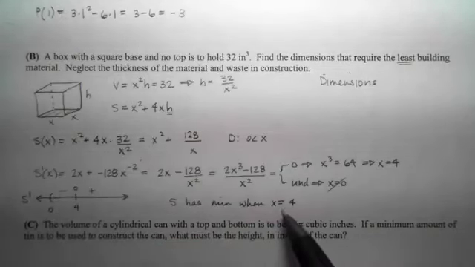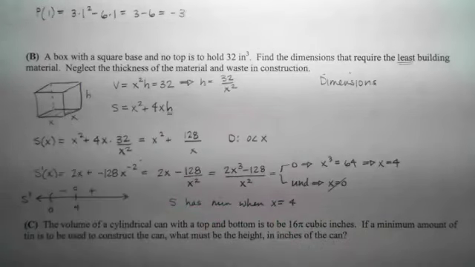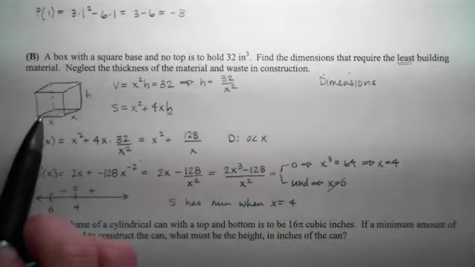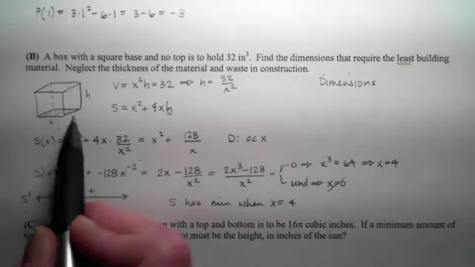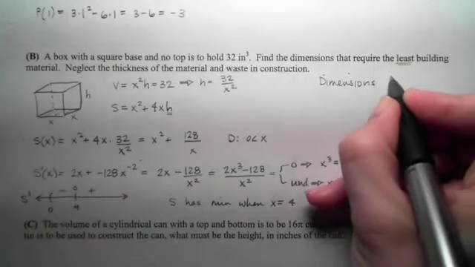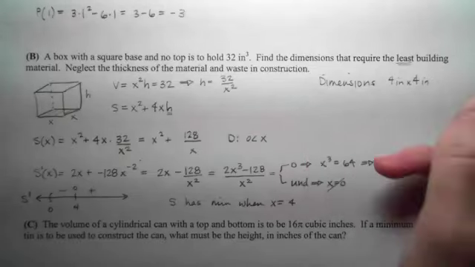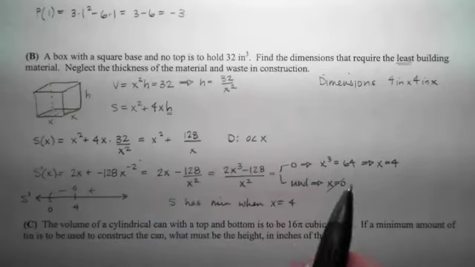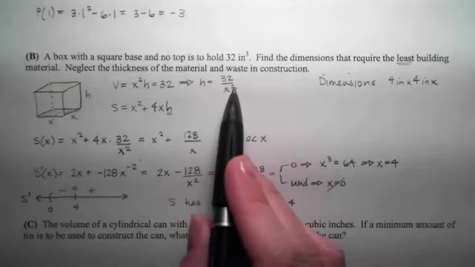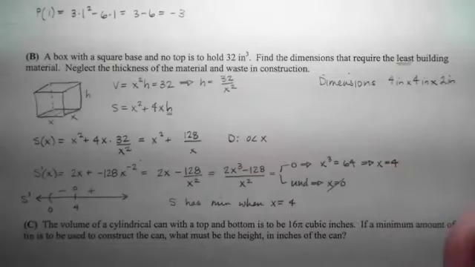Now, because we have found the location of the minimum, now we need to go and figure out what the dimensions are. So the dimensions of a box are the length, or the base length, width, and height. So x is 4, so we've got a 4 inches by a 4 inches by, now we need the height. Well, the height is 32 divided by that 4 squared. So 32 divided by 16 gives me 2 inches.